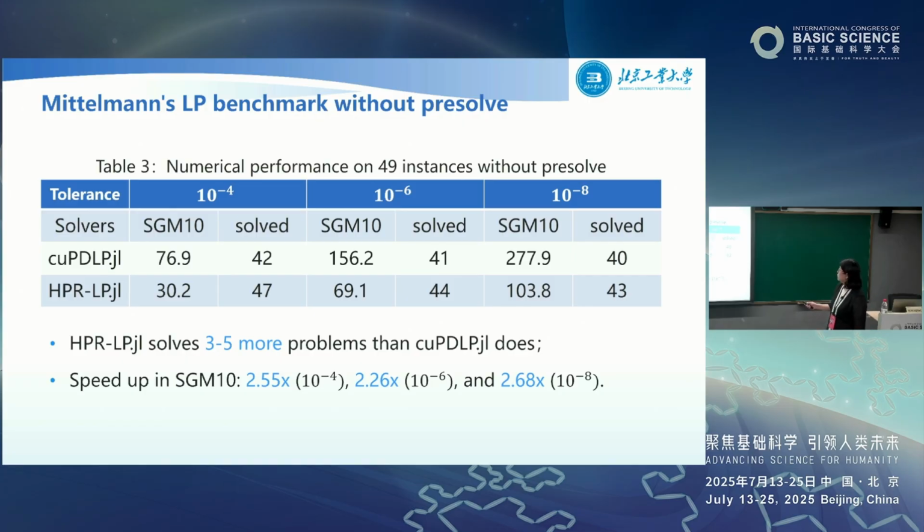And for without presolve, we have different accuracy levels. Here I need to mention all the methods are first order methods. We still can achieve the high accuracy of 10 power minus 8. Also we are much faster than PD-LP, with a speed up factor of more than 2.